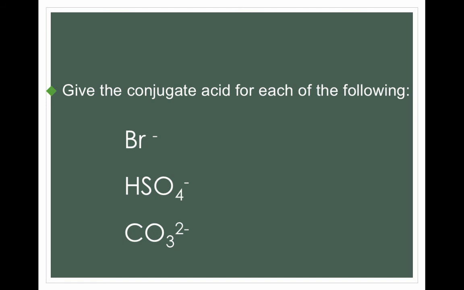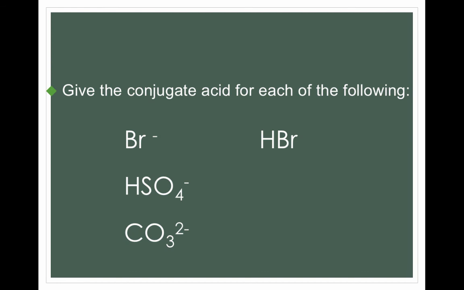Okay, so let's just do a couple of examples, give the conjugate acid for each of the following. So if we're looking for a conjugate acid, that must mean that these are bases. So the bromine ion has a minus 1 charge. If it's going to turn into a conjugate acid, it's because it accepted a hydrogen. So if you take a hydrogen with a plus 1 charge, combine it with a bromine with a minus 1 charge, it forms HBr, hydrobromic acid.